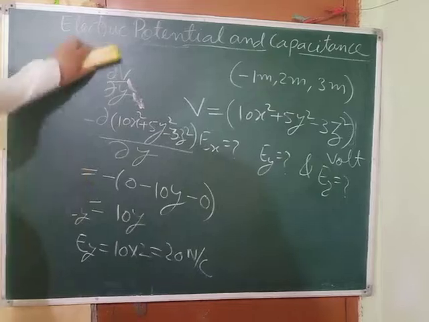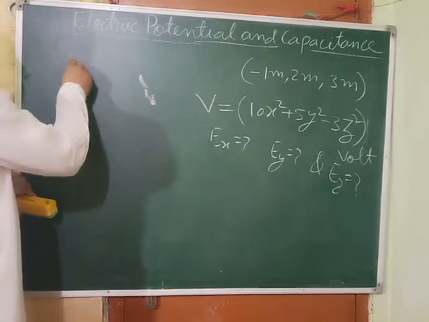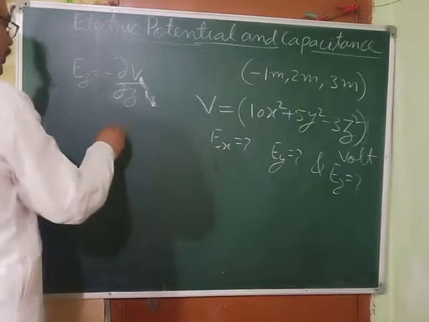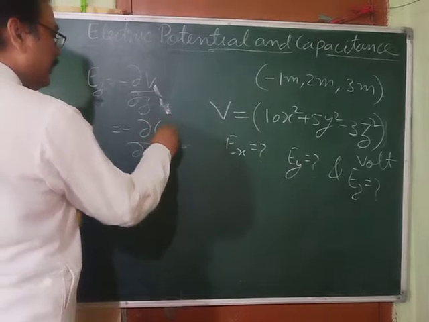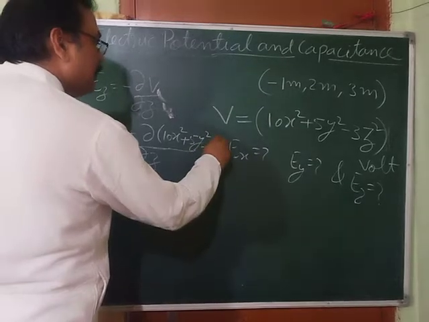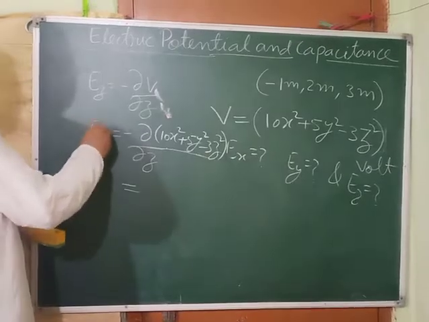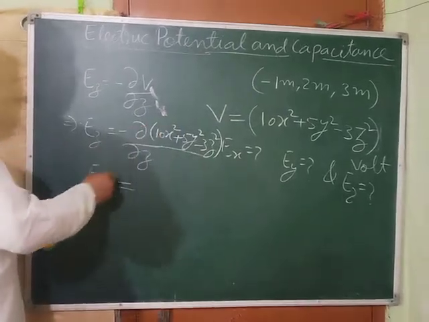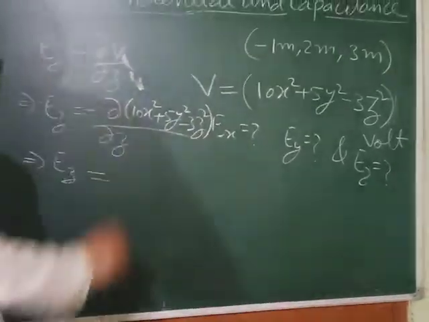Okay, the same way. Ez is equal to minus dV by dz. So we can put minus d by dz of the value of V, again 10x square plus 5y square minus 3z square. Now we have to differentiate this. This is partial differentiation, and in partial differentiation, whatever variable is there, that is the only variable, others are considered as constants. So only z is variable, x and y are taken as constant.